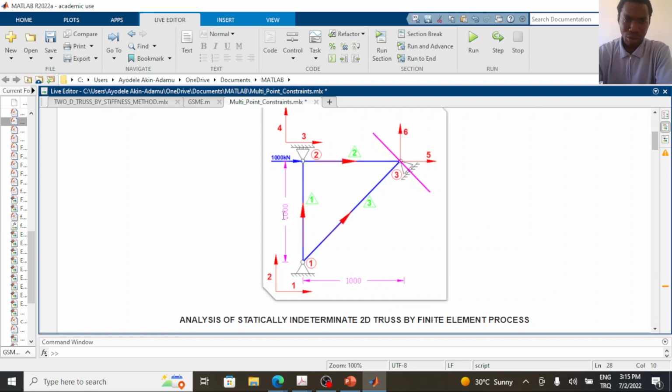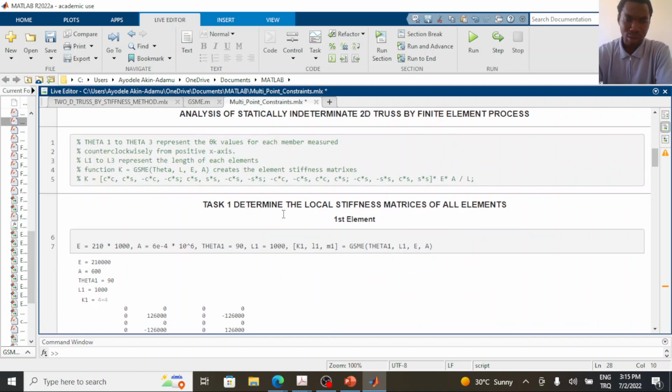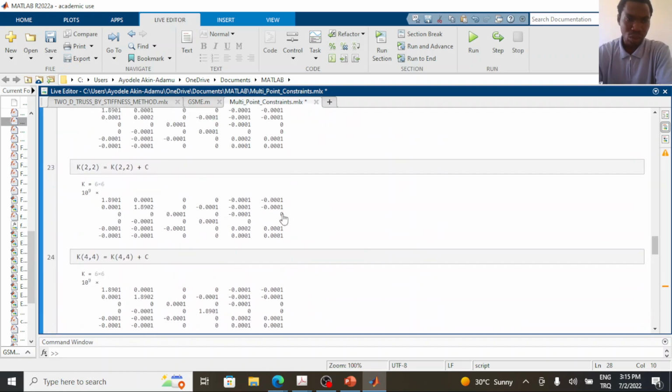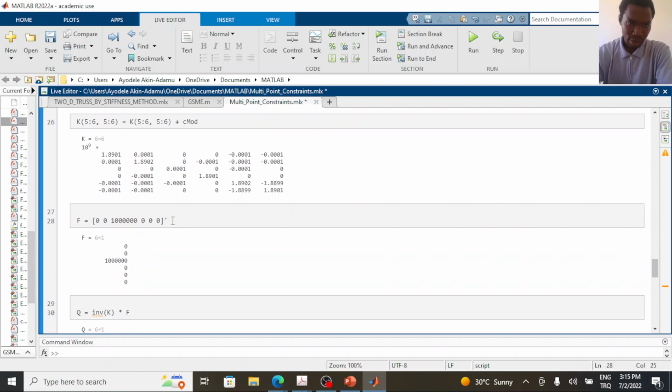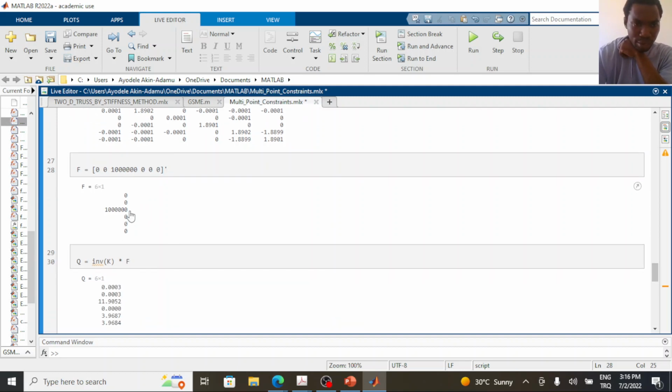But the unit I'm using is Newton. So that's why it is 1 million. That's why I have 1 million here defined. This is 1 million Newton. So this is the code that defines my force vector. So this is the force.